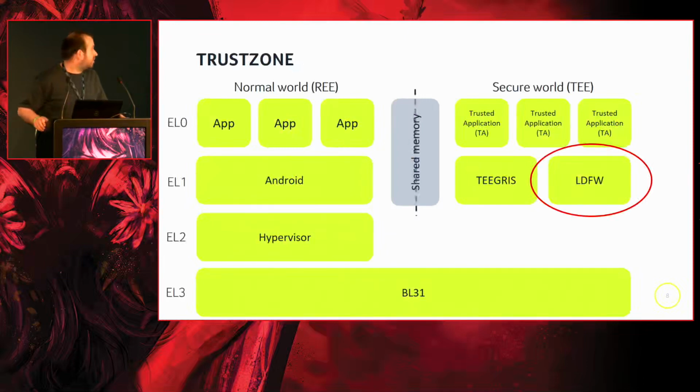Now, if we go back to the previous picture, there's actually something I didn't show before, which runs next to the Tigris kernel, and these are the loadable firmwares, which is what we are going to look at today.